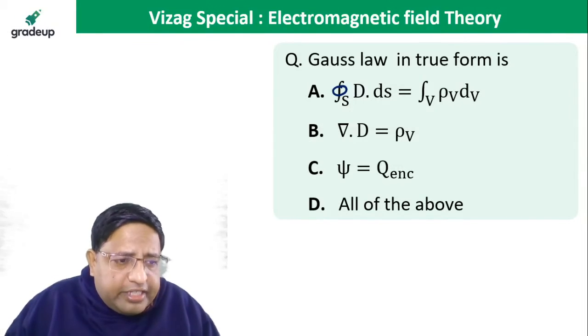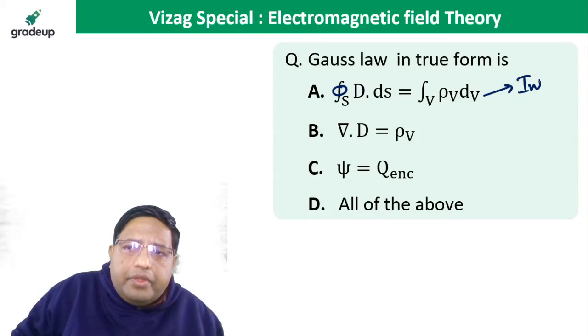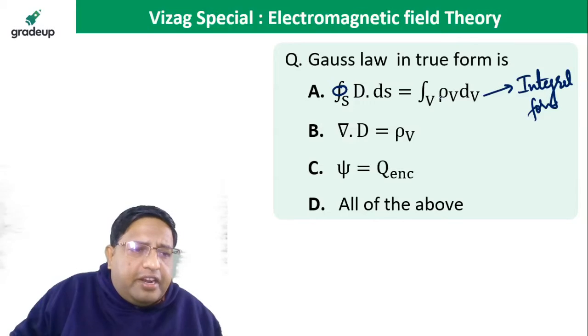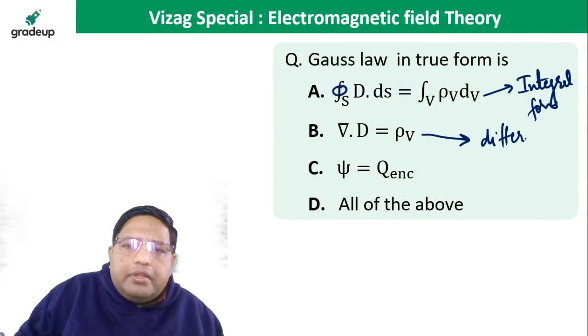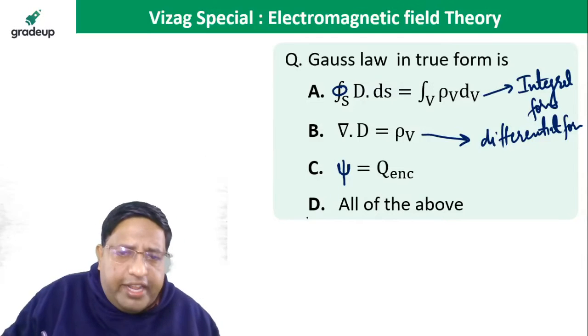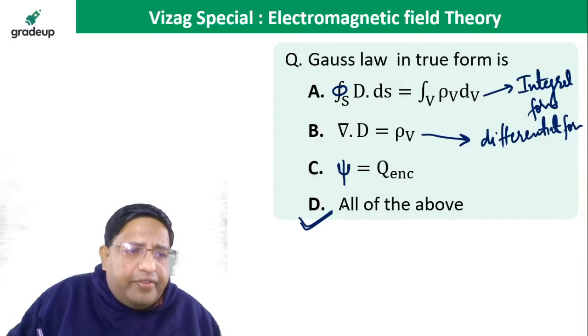All are the representation of the Gauss law. This is the Gauss law representation in integral form. This Gauss law is represented in the differential form. And Q enclosed is also called the flux. Charge enclosed is equal to the flux outside any closed surface. So D is the correct answer. Very good, very good. Avijit and Vanilla both are giving the correct answer.